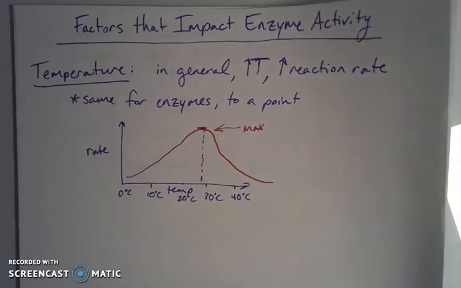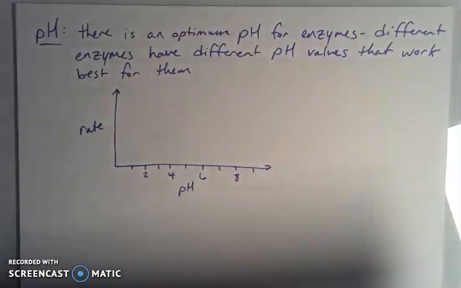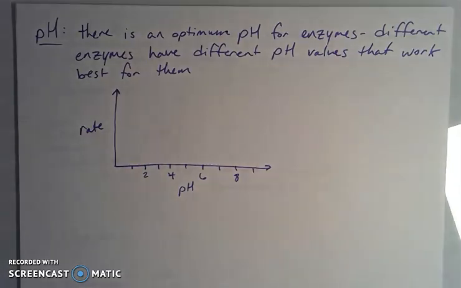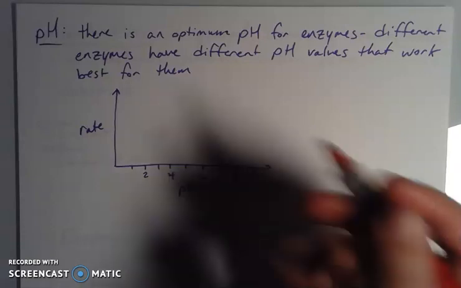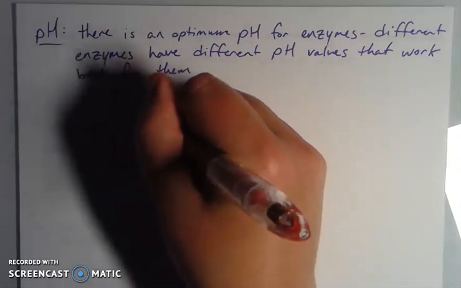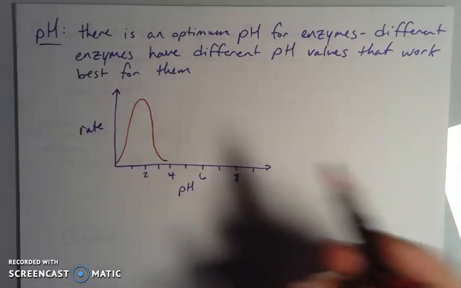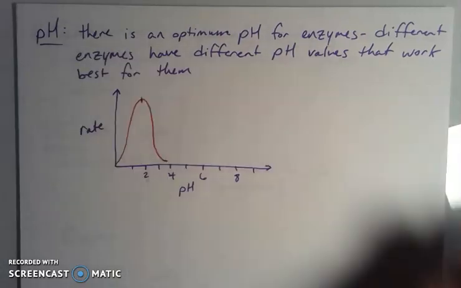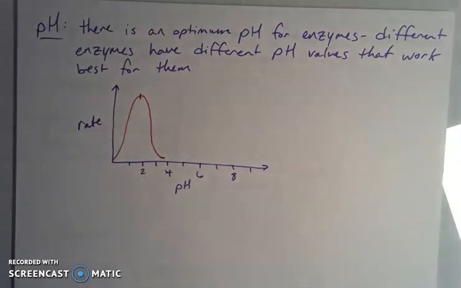Now, another thing that impacts enzyme activity that isn't something we usually talk about with chemical kinetics in general is pH. There's an optimum pH in the same way that there's an optimum temperature. There's an optimum pH for enzymes as well, and this is going to be different for different enzymes. For example, enzymes in our stomach might have a peak that looks like this. There's this optimal pH range. So maybe the optimal pH is somewhere between 1 and 2.